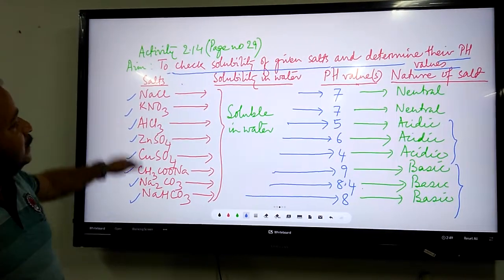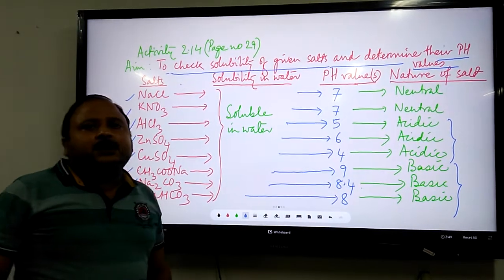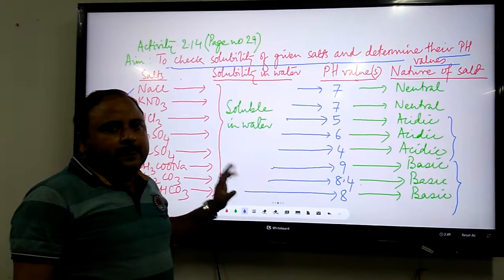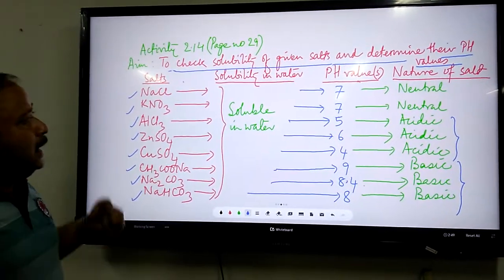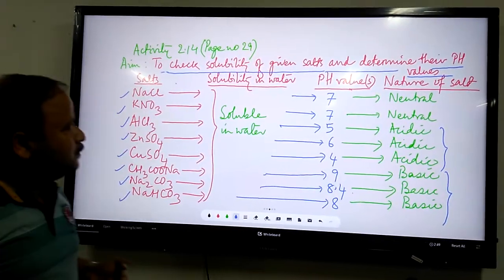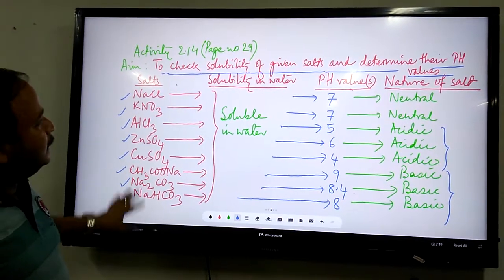All these salts which are given in this activity, these are all soluble in water. Sodium hydrogen carbonate is moderately soluble in water, but you can write this as soluble in water. Now what you need to do in this activity, you need to make solutions of all these salts and then determine their pH values using pH paper. If you use pH paper, you will get to see the pH values of these salts are like this.